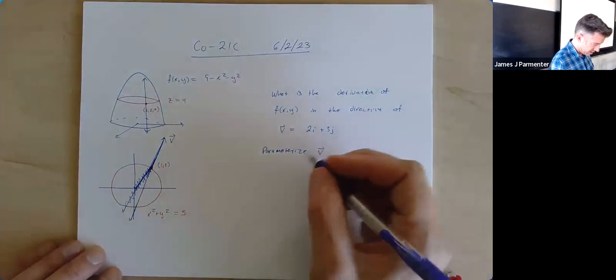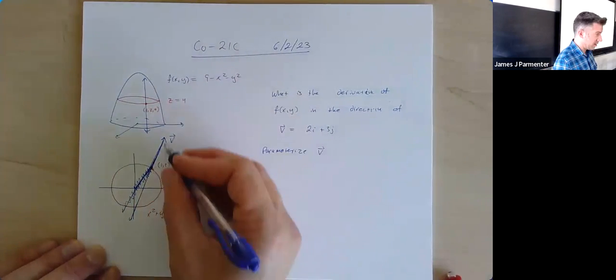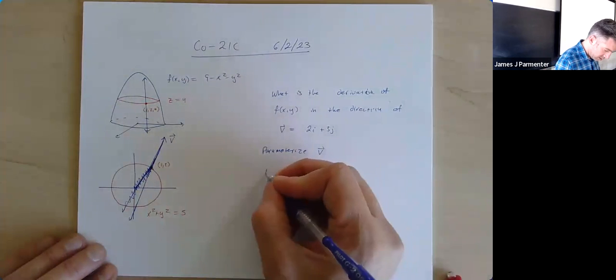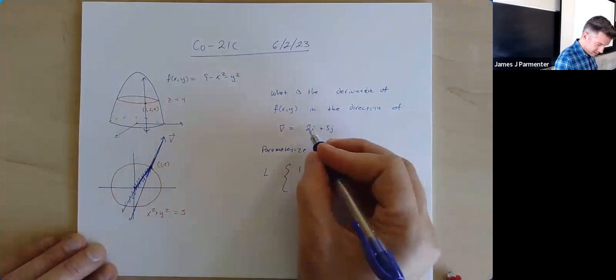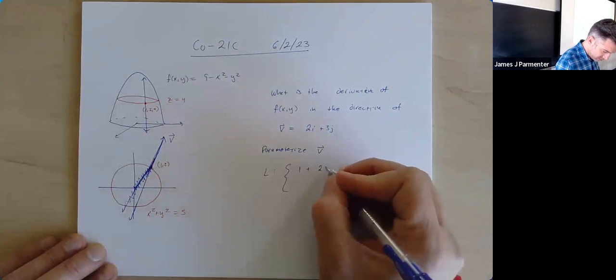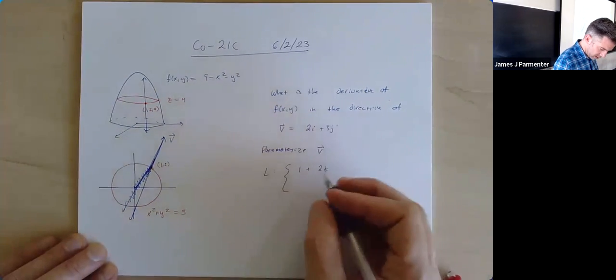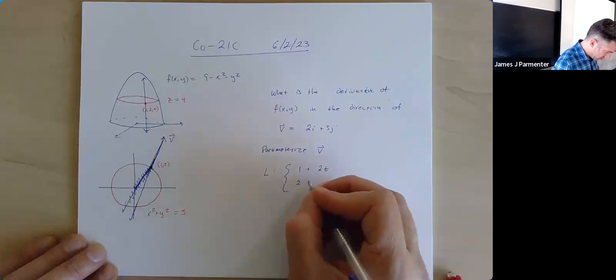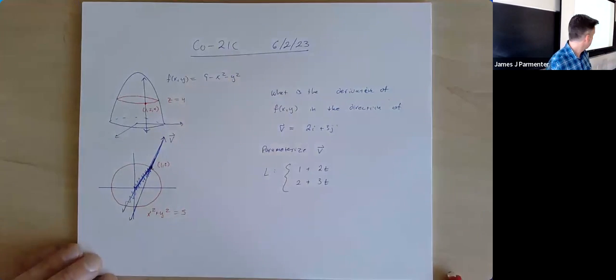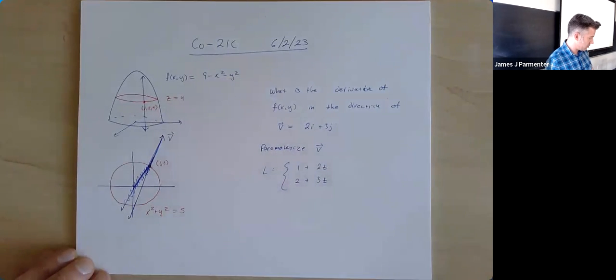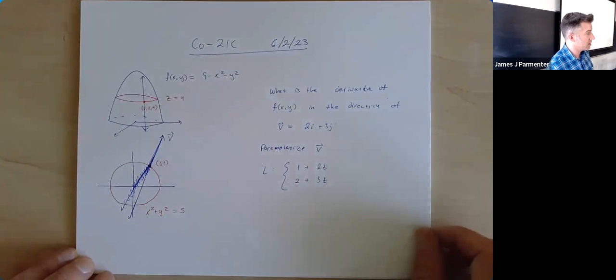So let's parameterize v, which is not too hard to do. We're going to parameterize this line that actually doesn't go through the origin. We've got a point and a direction. Our line is going to be the x coordinate 1 plus 2t, going 2 in the x direction, and the y coordinate 2 plus 3t, going 3 in the y direction. So there's a parameterization of this line.